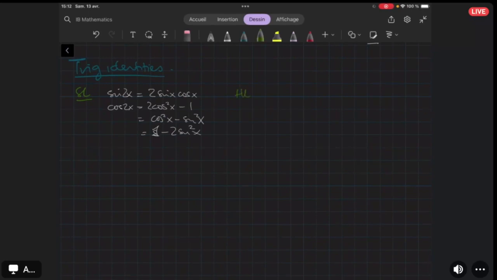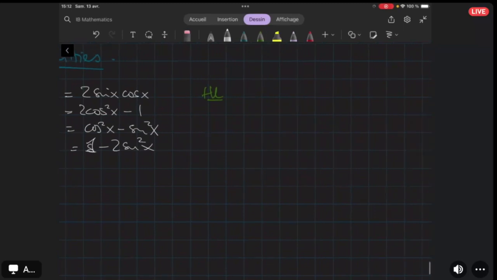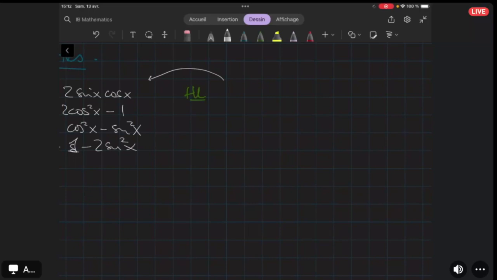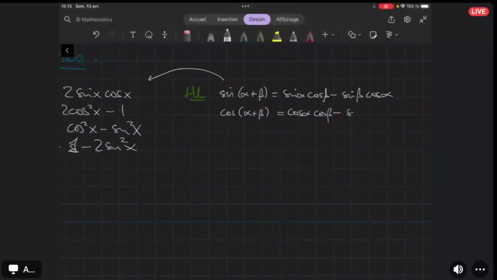For HL, you have a bit more work. Apart from the double angle identities, you will learn how you got to those identities. So, the compound angle formula: sine of alpha plus beta is sine alpha cos beta plus sine beta cos alpha. Cos of alpha plus beta is cos alpha cos beta minus sine alpha sine beta. Tan of alpha plus beta is tan alpha plus tan beta over 1 minus tan alpha tan beta.